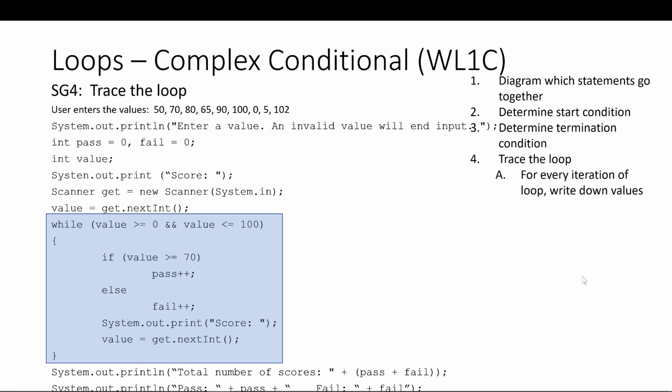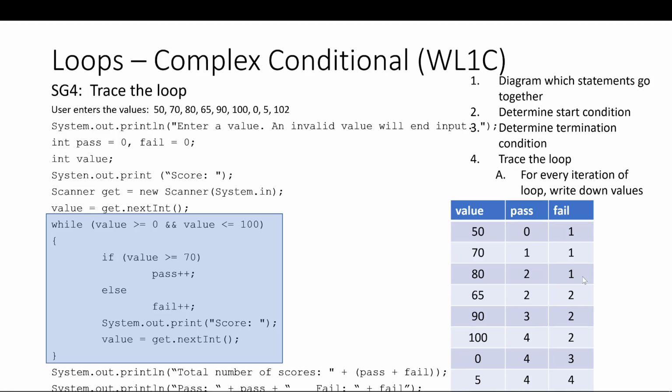Subgoal 4 is to trace through the loop. We start with the value of 50, since that's the first value entered by the user. 50 is greater than 0 and less than 100, so we go into the loop. The value 50 is not greater than 70, so we increment the variable fail. Notice that pass and fail were both initialized to 0 before the loop started.